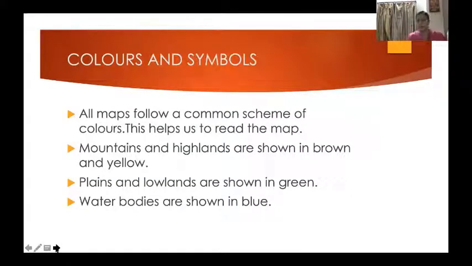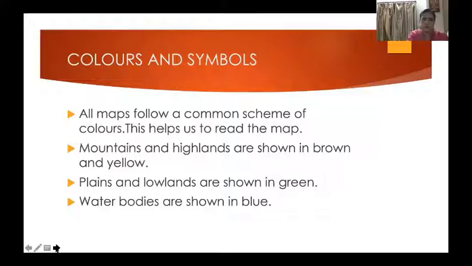Now we come to the colors and symbols. Very, very important, children. All maps follow a common scheme of colors. This helps us to read the map. A map has certain standard colors and symbols which are used to show different physical features like rivers, ponds, hills, mountains, plains, valleys, deserts, plateaus, and islands. A scheme is an organized plan. It is important to know about these colors and symbols. They help us to read the map.